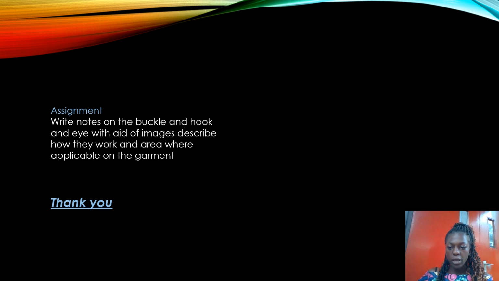So we'll go and read more on the notes that I have displayed, and the assignment today will be to write notes on buckles and hook and eye. With the aid of images, describe how they work and areas where they are applicable on the garment.